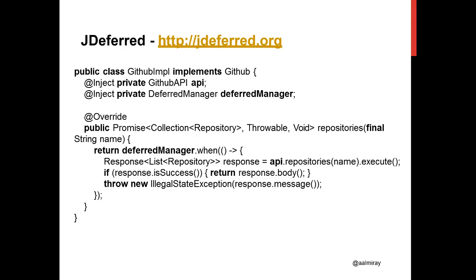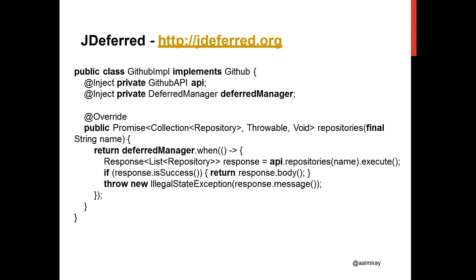Here's our producer. We're using injection. We're using the GitHub API coming from Retrofit. And we have a new type coming from JDefer called Defer Manager. In the usage of this type, you see we're using lambda expressions, but it could be an anonymous inner class, or it could even be a method reference. It's up to you. Invoking the when method gives us back a promise, which is what's expected.